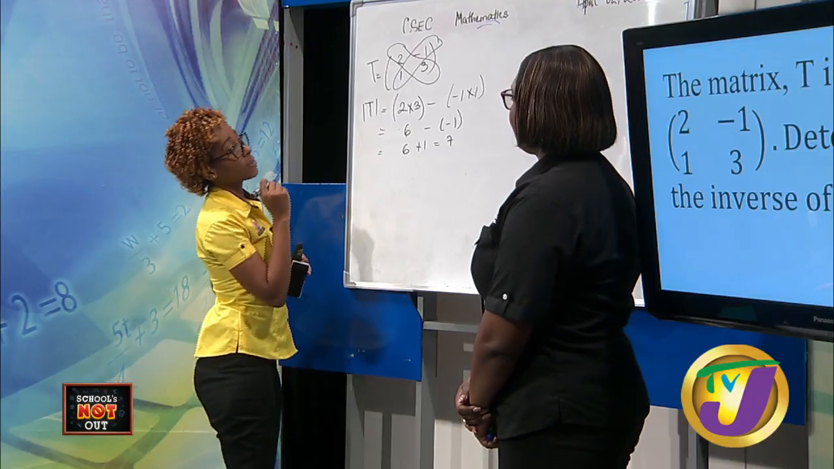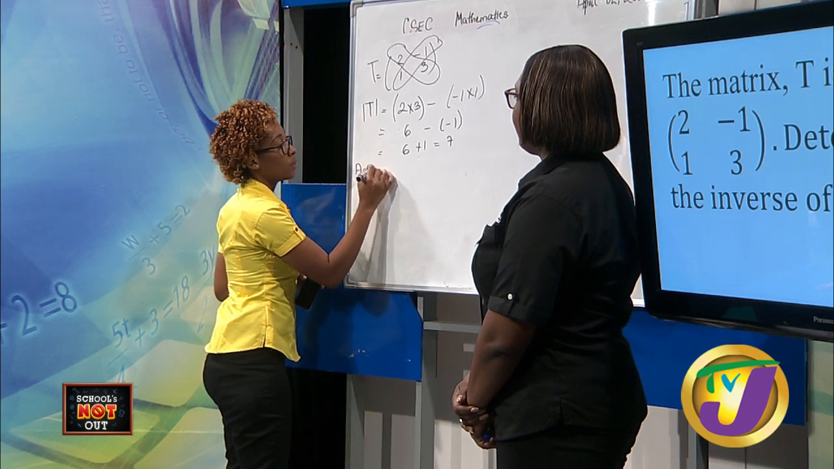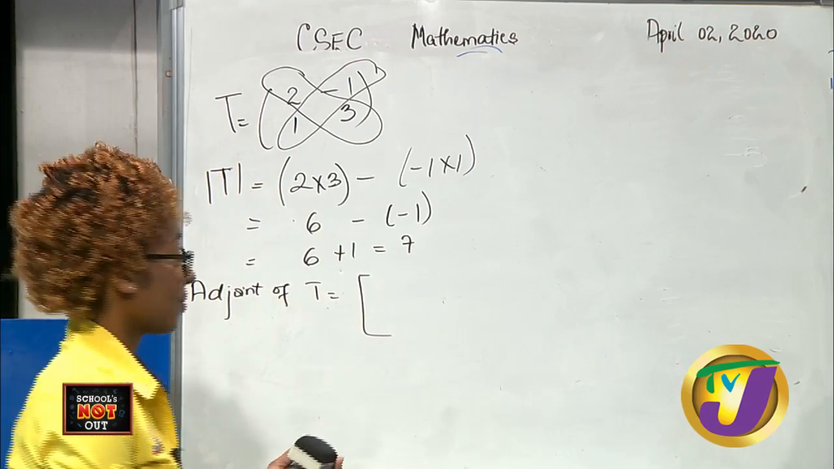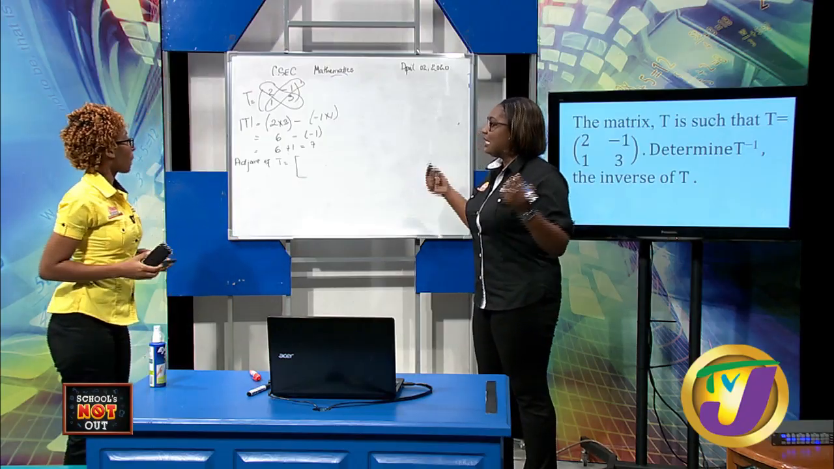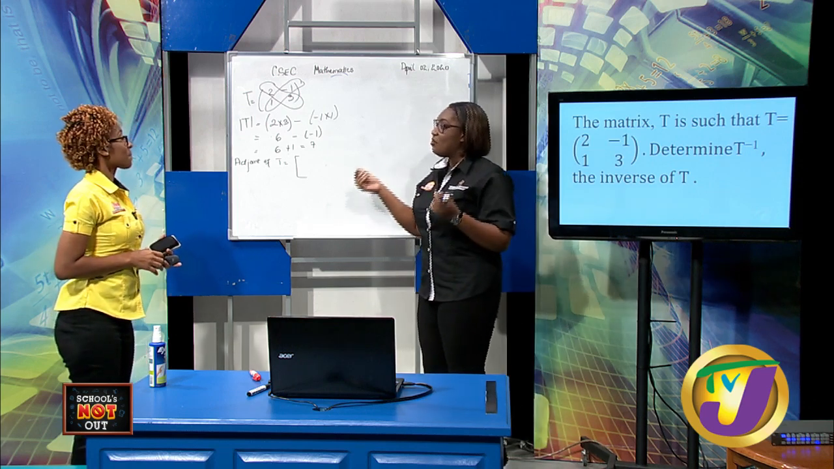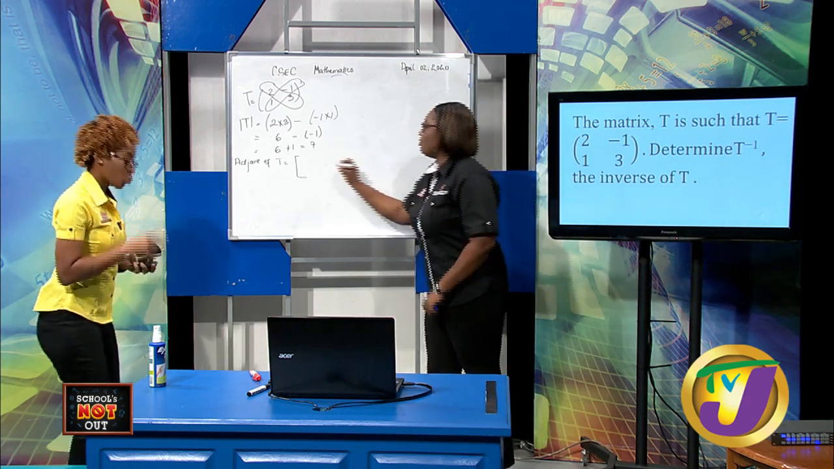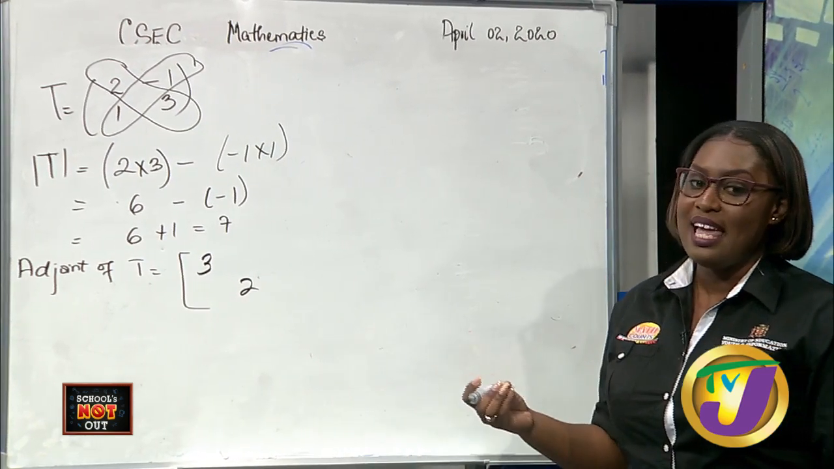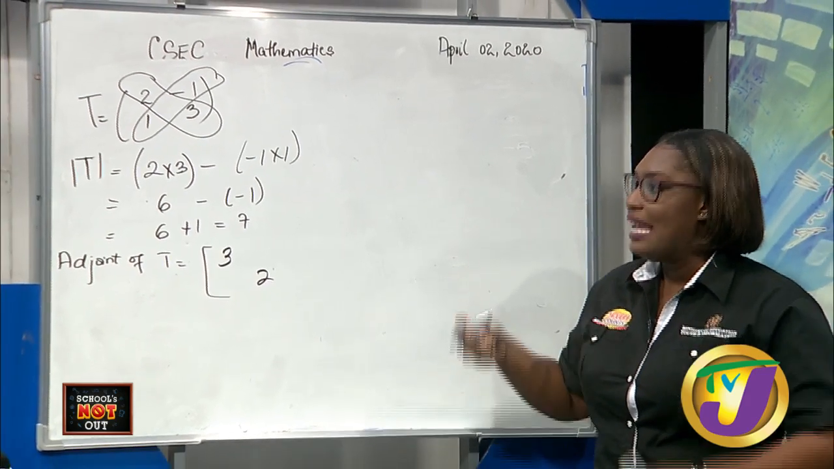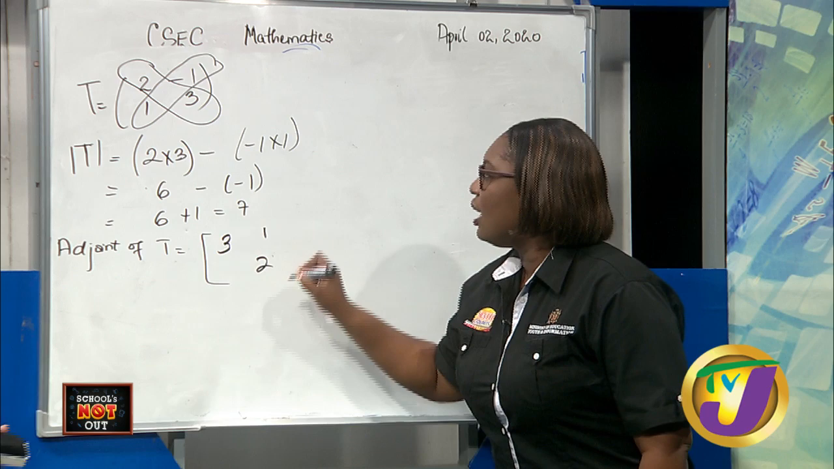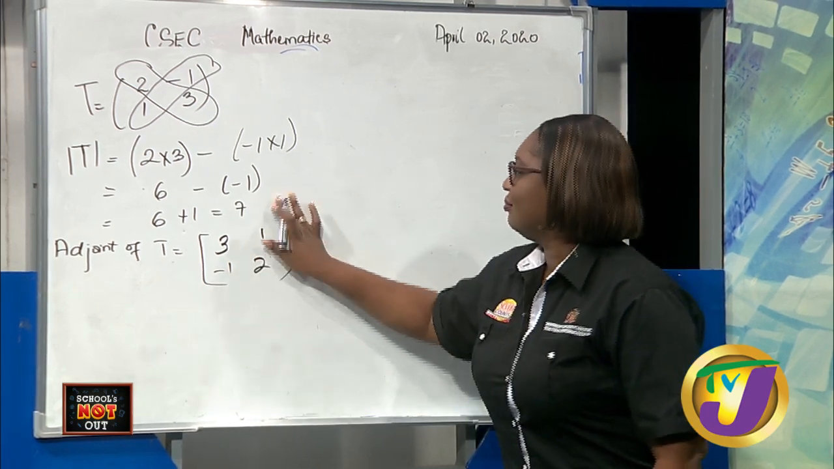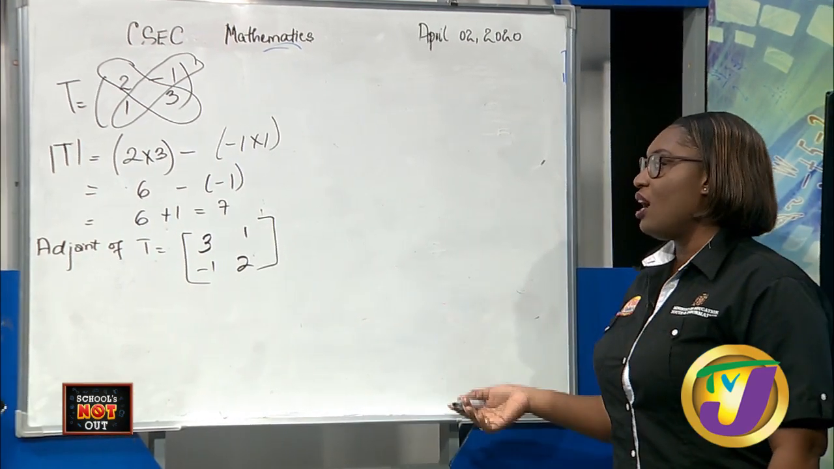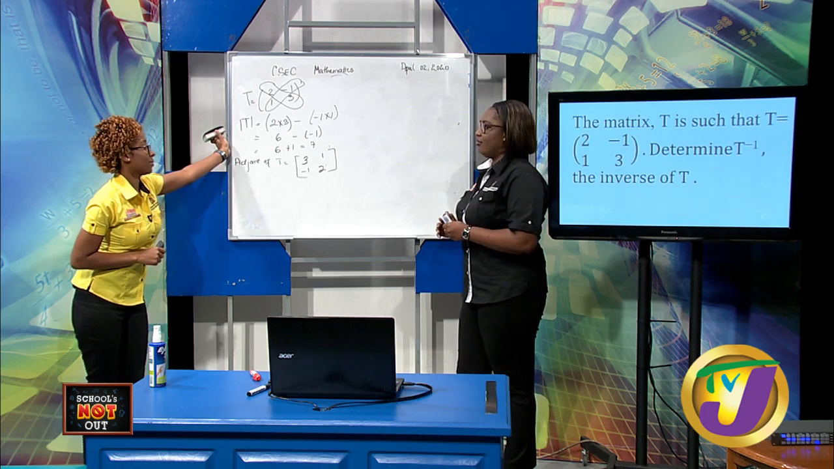So now we are asked to look at the adjoint. Our adjoint now. You want help? Yeah, man, enough help. All right, so with the adjoint, we have to interchange the elements on our leading diagonal. So where 2 is, I'm going to put 3, and where 3 is, I'll put 2. Then we're going to multiply the elements on our non-leading diagonal by -1. So the adjoint of this matrix is 3, 1, -1, 2. Good.